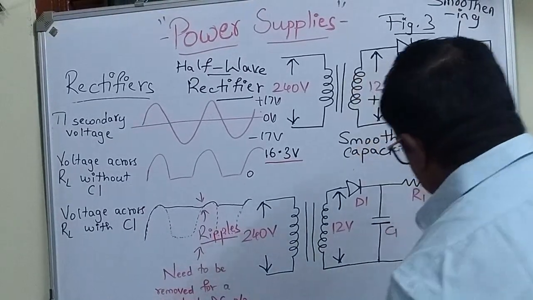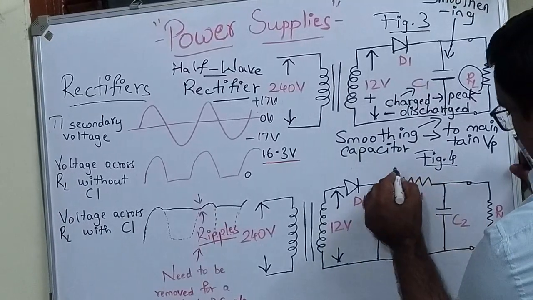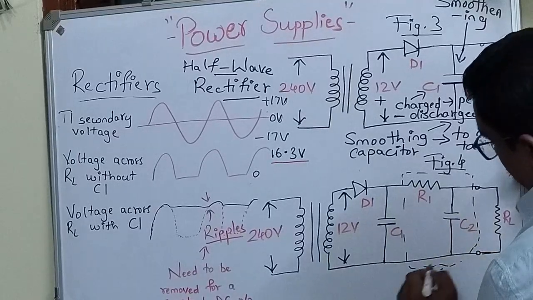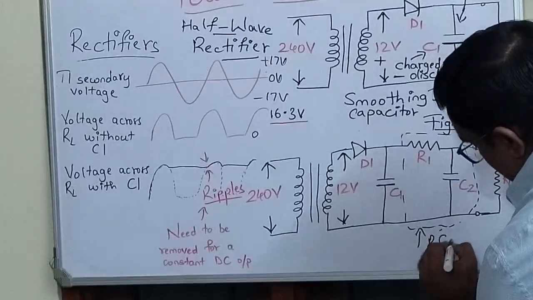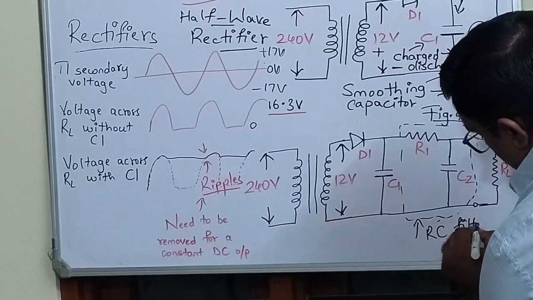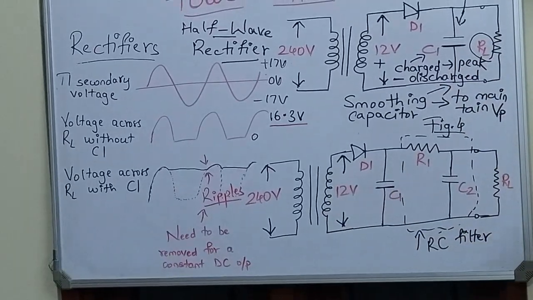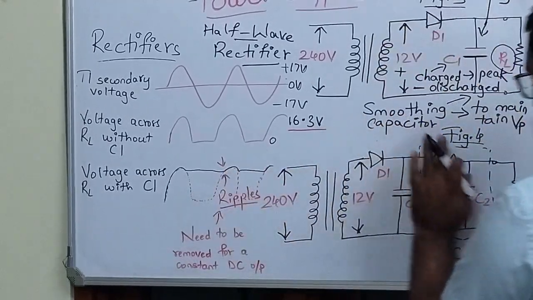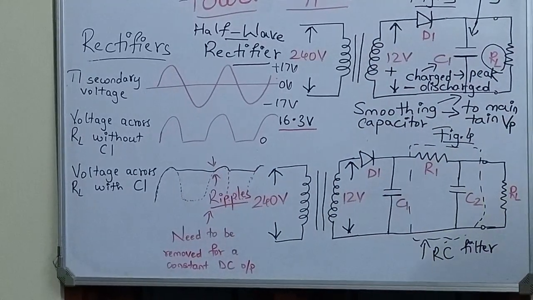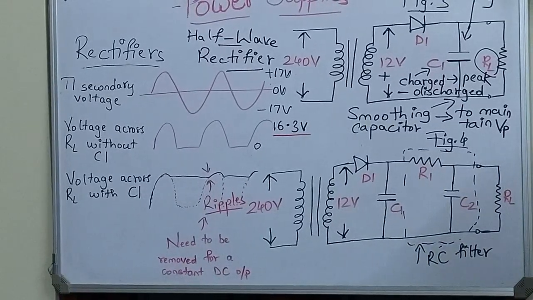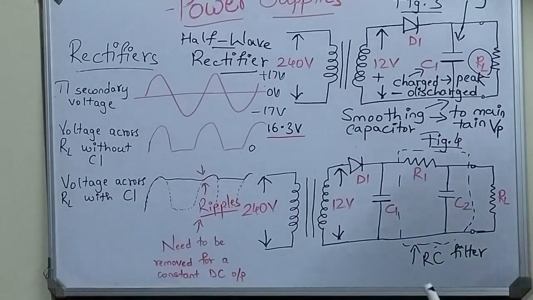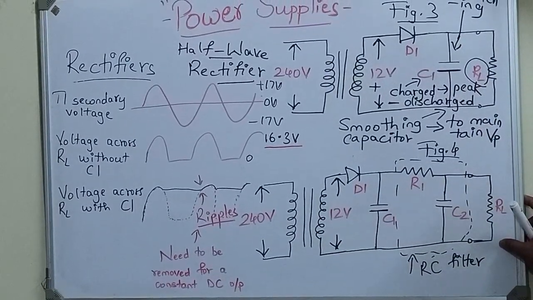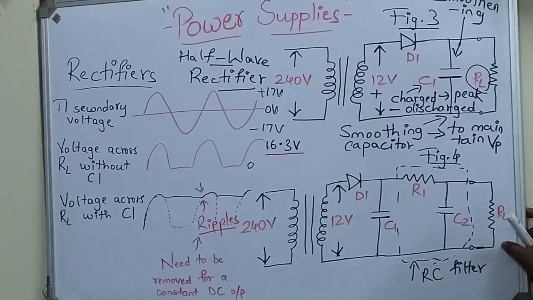This combination of R and C, we call it an RC filter circuit, a simple RC filter circuit wherein we can remove unwanted AC signals and get a constant DC. So this would be our practical half-wave rectifier circuit to get a constant output.